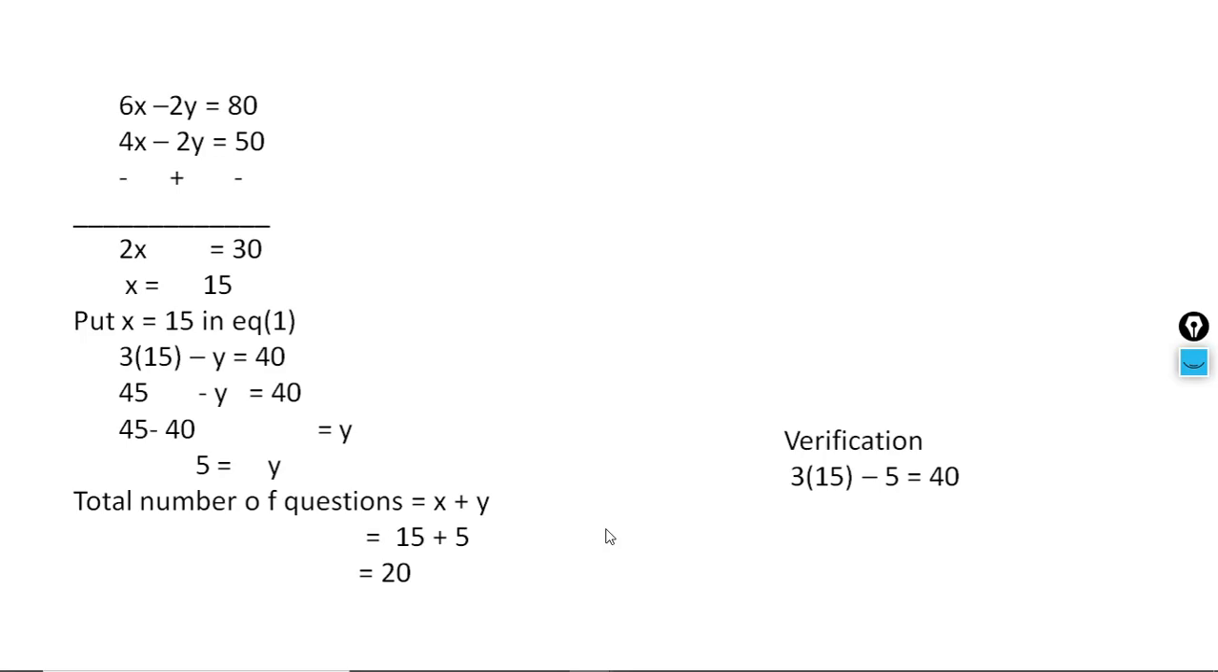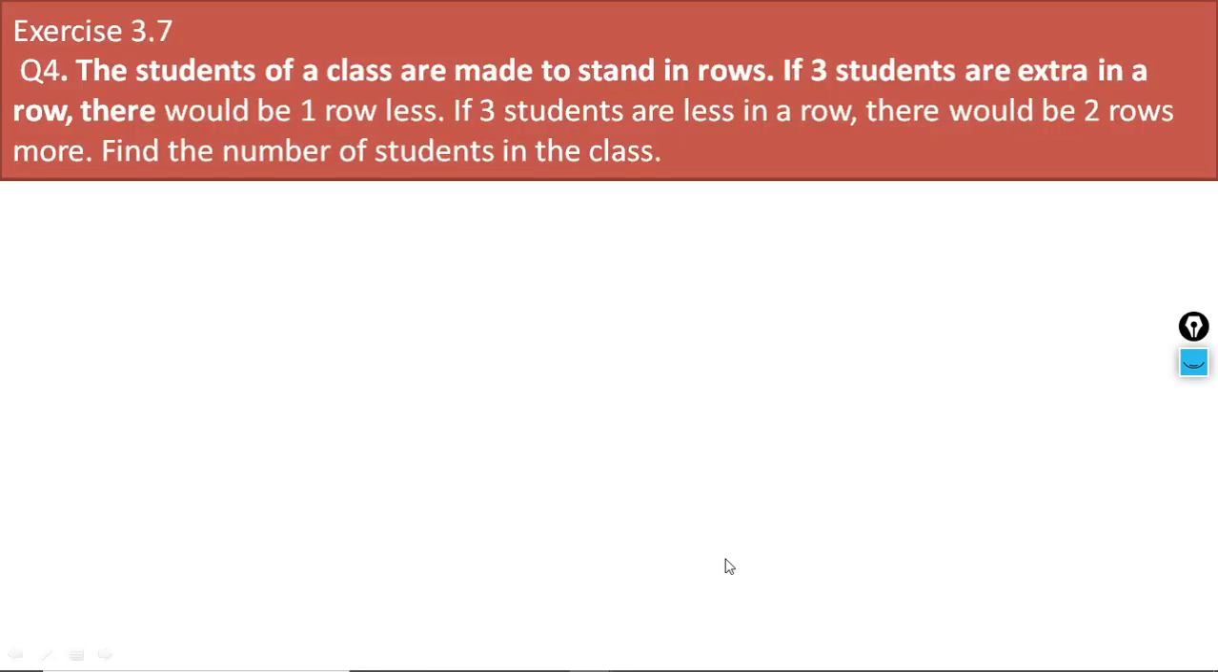Verification can be done. 3 into 15, 3 marks for each correct answer, 15 times 3 is 45. Losing 1 mark, 5 questions are wrong, we get 40 marks. Let us try this problem here.